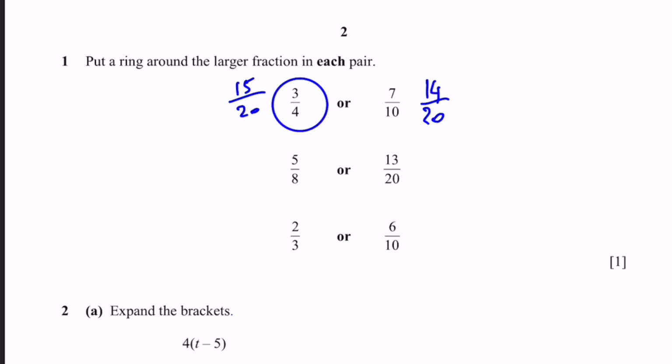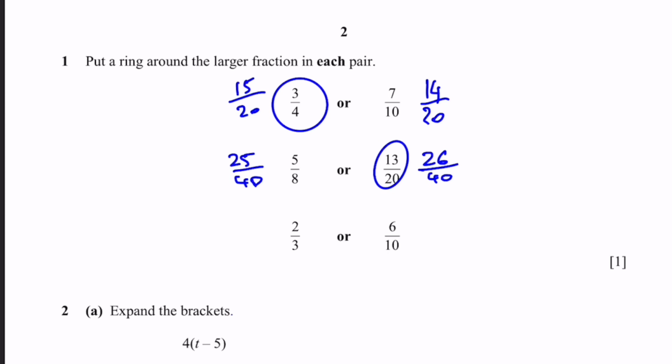5 by 8 or 13 by 20. 13 by 20, when you multiply both sides by 2, we get 26 by 40. And 5 by 8, when you multiply both sides by 5, we get 25 by 40. 26 is greater than 25, so this is greater than that, and 13 by 20 is greater.